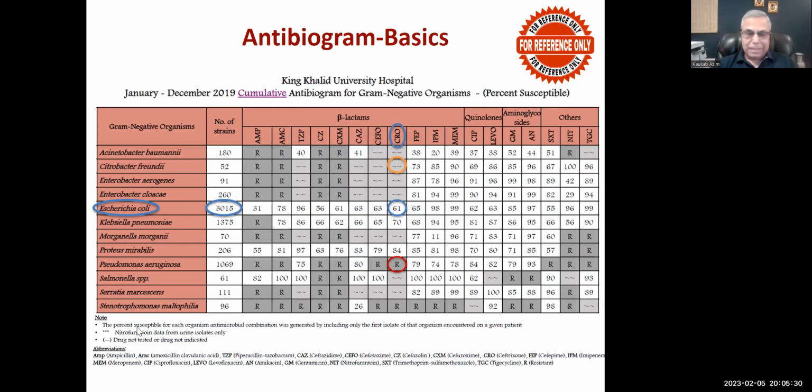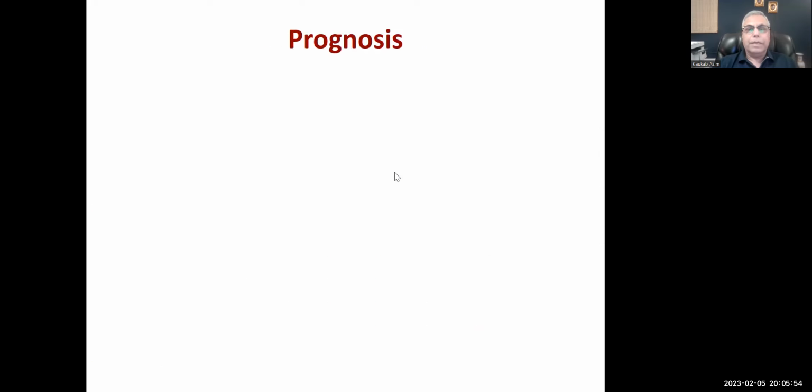So Pseudomonas, as I said, is resistant, and this one, Citrobacter freundii or whatever it is, this we don't know. So obviously it is not sensitive, so we will not use it. It shows that the drug has not been tested, or it is not indicated in this situation. Right. Now, let us go on to the prognosis.